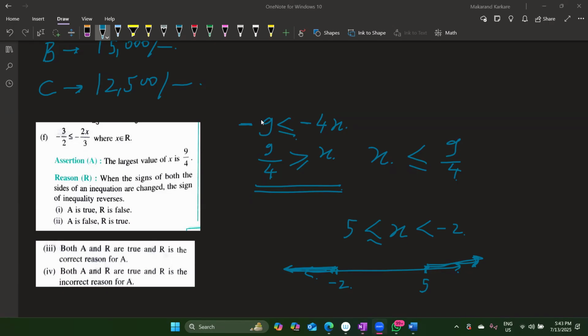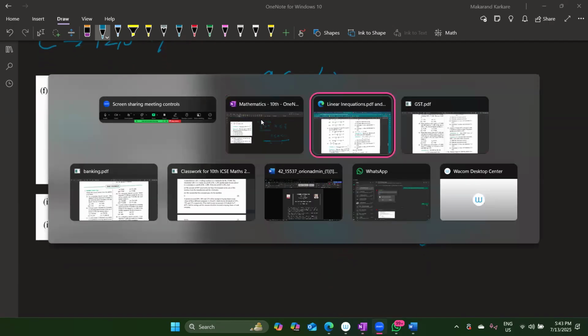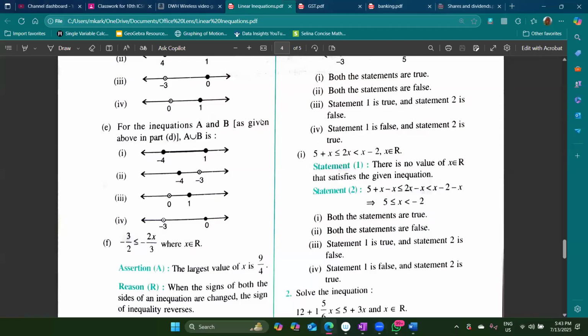See, whenever you cannot visualize something, the best thing is to draw a number line, try to represent it on the number line. Nothing can be clearer than that. Okay, so that brings us to the end of inequalities. Banking or shares and dividends.